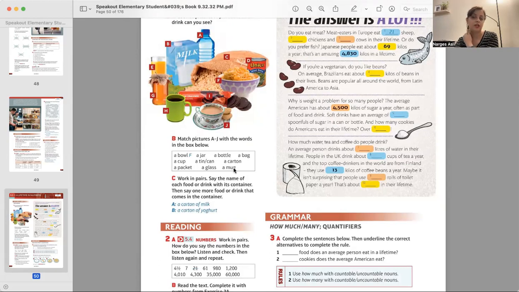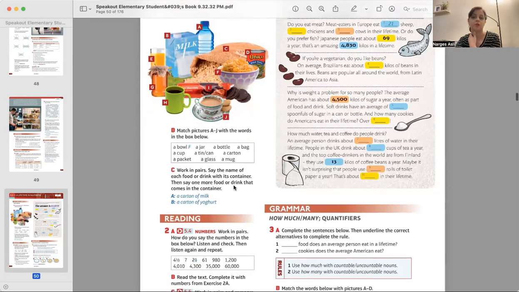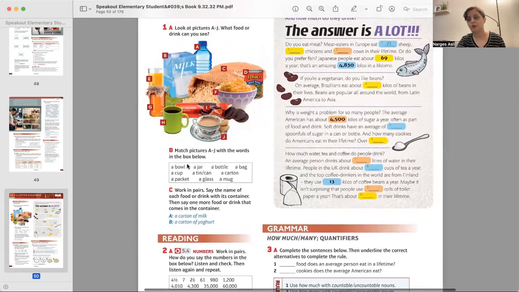A bowl, a jar, a bottle, a bag, a cup, a tin or can, a carton, a packet, a glass, a mug.